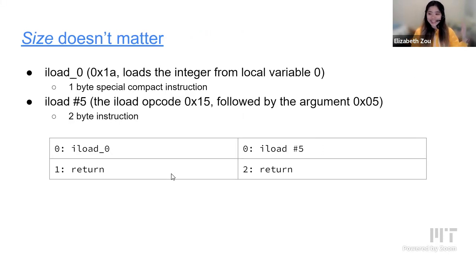So the first thing you'll notice is that size doesn't matter. Here's an example, loading some variables into your stack frame execution. In the left column, you have this iload_0, which is a 1 byte special compact instruction. It's very compact and it's special. It basically loads the first local variable 0, which Jerry already demonstrated in his compilation example. And on the right side, this iload without the _0 is loading a specific argument, represented by hex code 05. And this instruction is a 2-byte instruction.